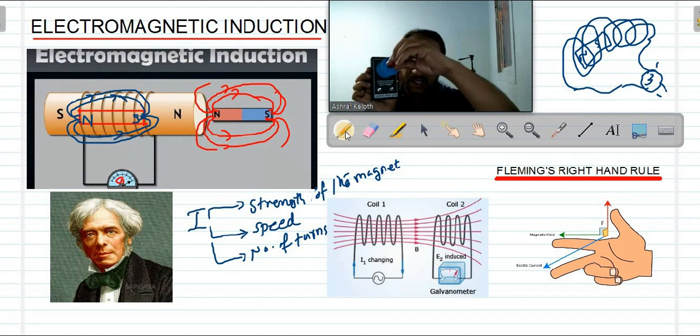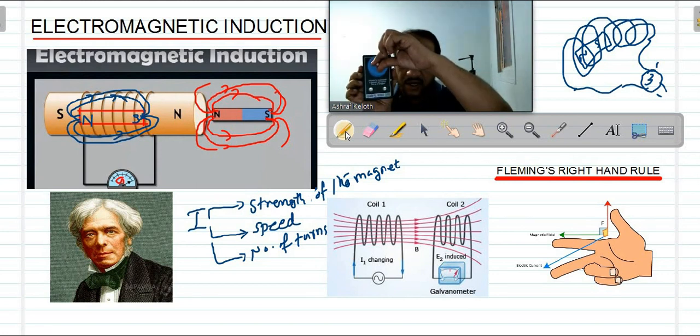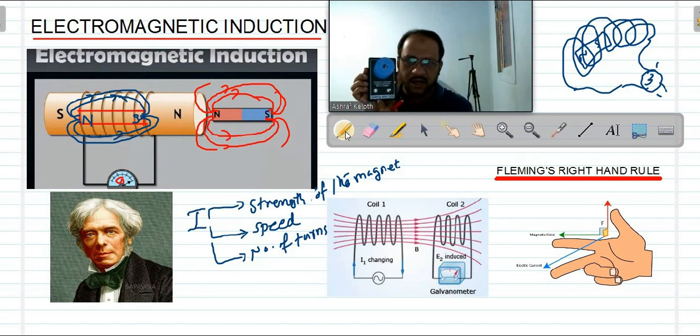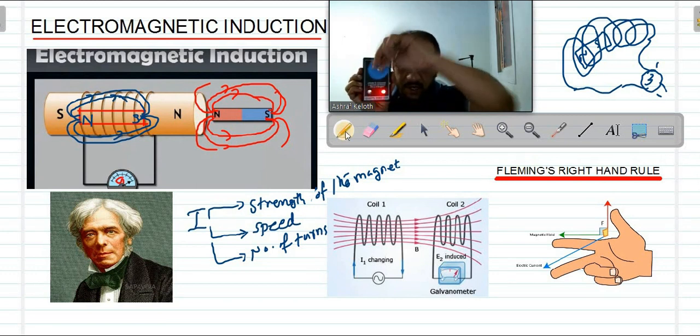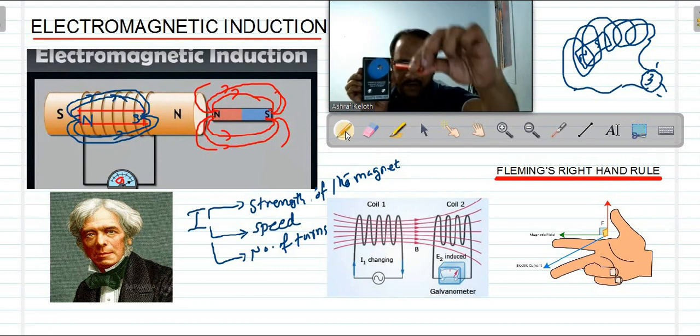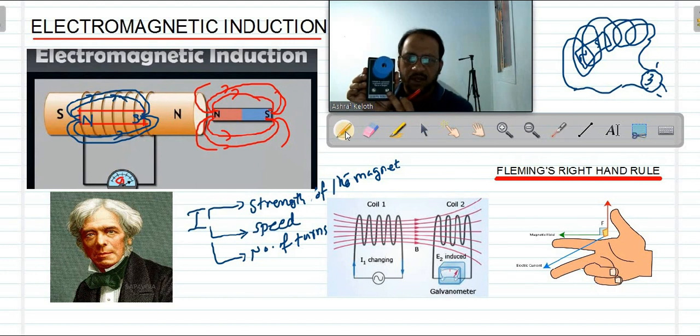Now in this experiment, if I move this magnet slowly, is the LED glowing? No, sir. Why not? It is producing a change in magnetic field, but the current produced is not enough for glowing the LED. But if I increase the speed, now it is glowing. When I increase the speed, more change in magnetic field will induce more current, and that current is enough for lighting the LED.